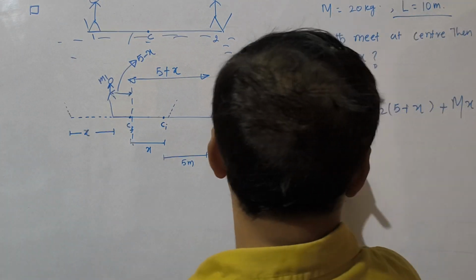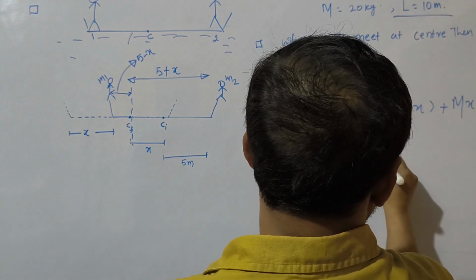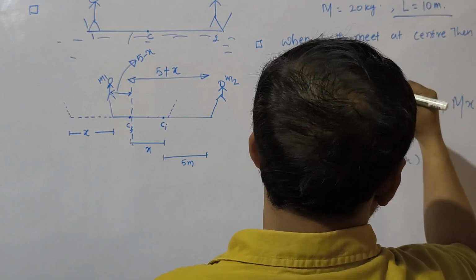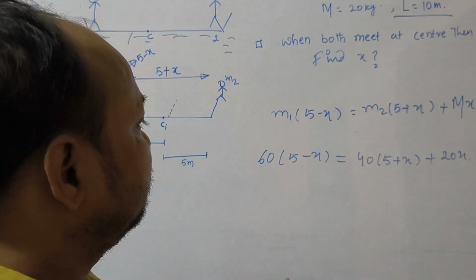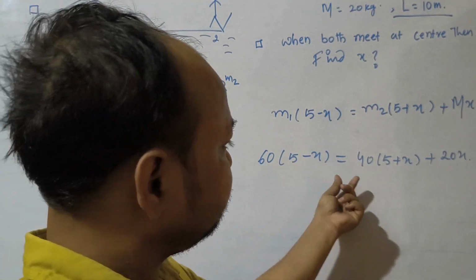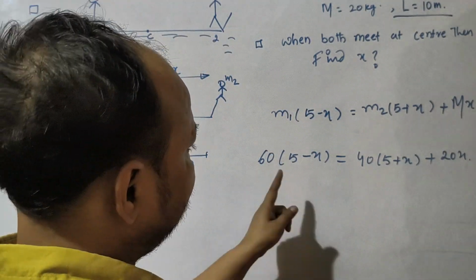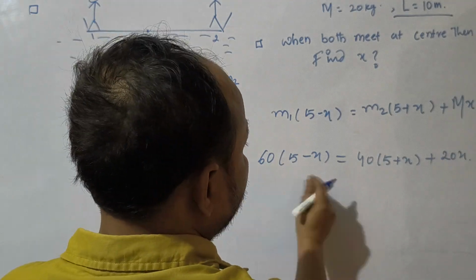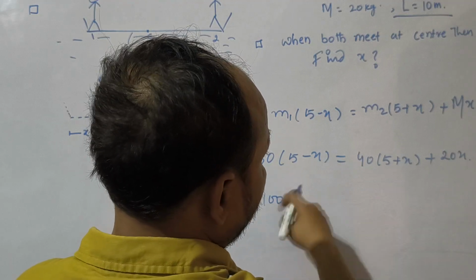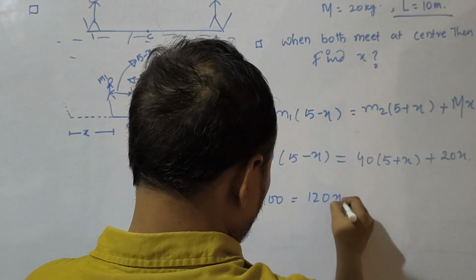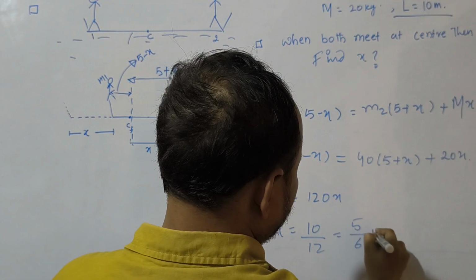Putting the value again, what we will get, 60 into 5 minus x is equal to 40 into 5 plus x plus 20 into x. Solving this, 300 minus 60x is 300 minus 60x, 40 into 5 is 200 plus 40x plus 20x is 60x, so 300 minus 200 is 100, equal to 120x. So x will be equal to 10 by 12, which is 5 by 6 meter.